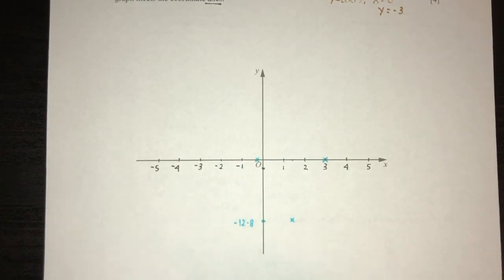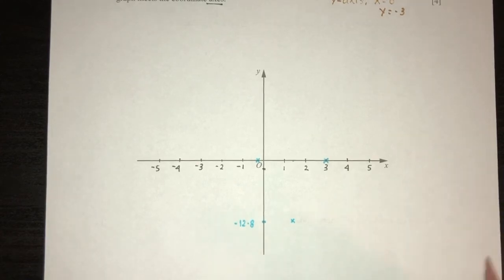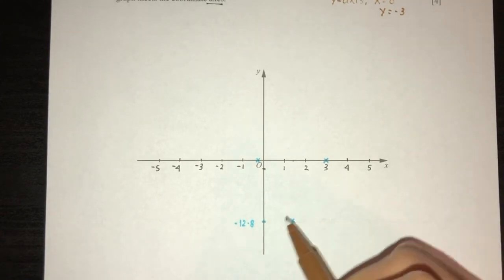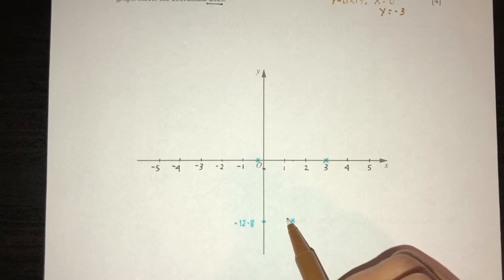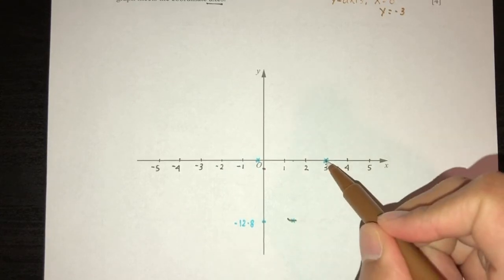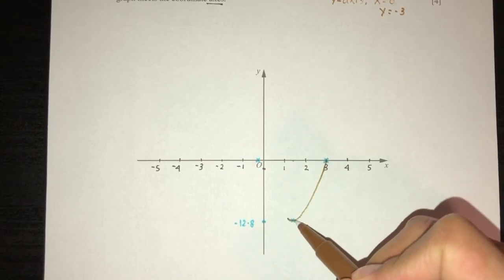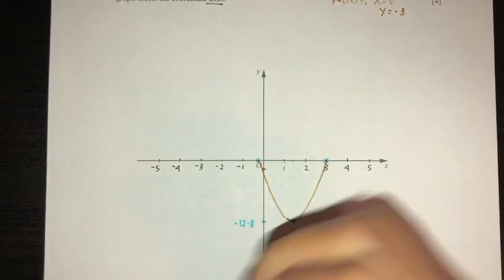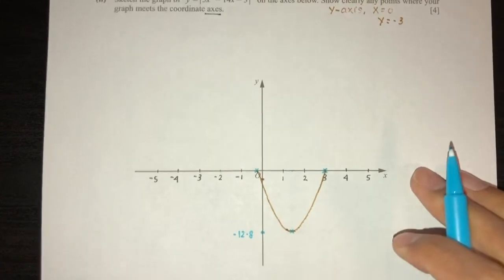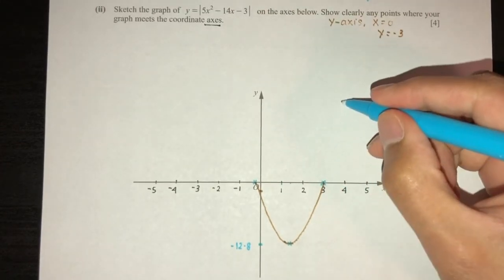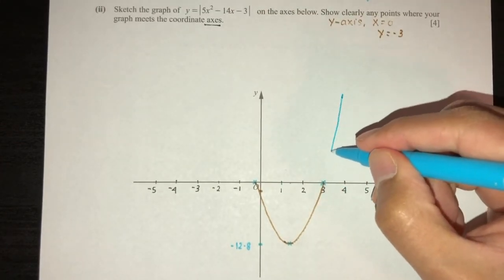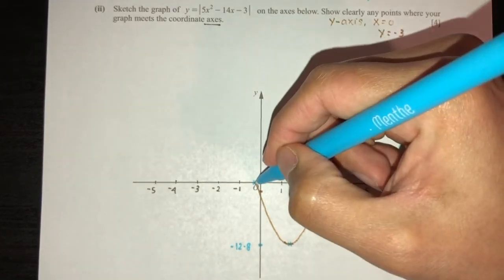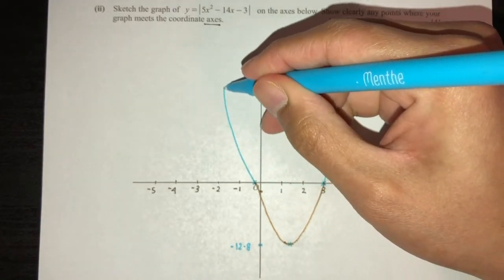So right now I will draw your graph in 2 steps. The real graph without the modulus will look something like this. Everything below I will draw with a brown pen. Okay, that is not the real graph, that is not the answer yet. Everything above I will draw with a blue line. Okay, that will be my graph.